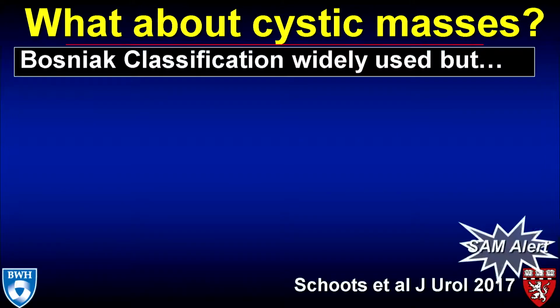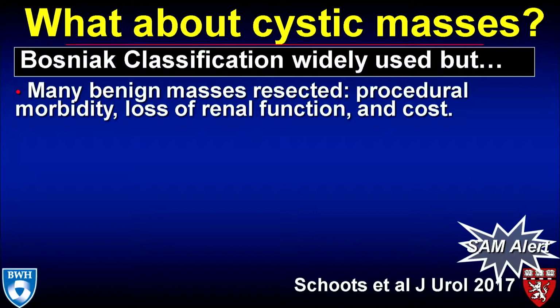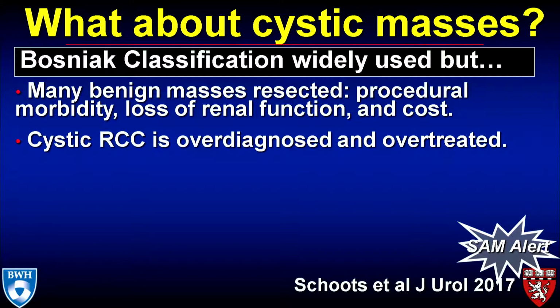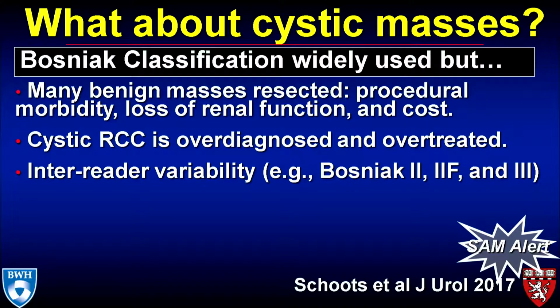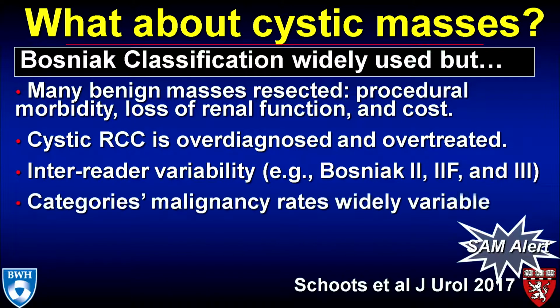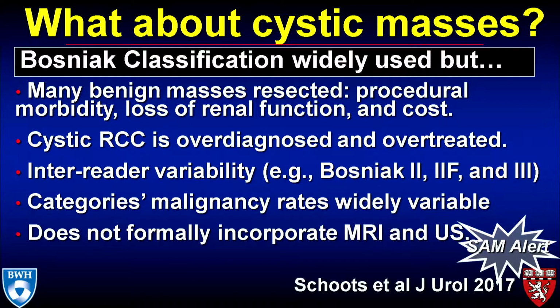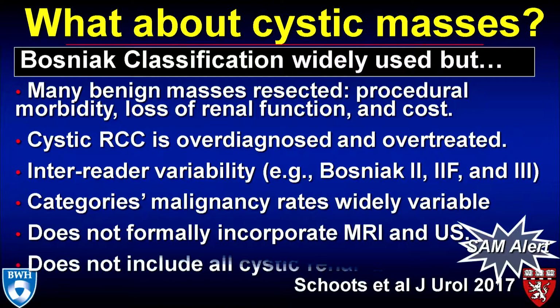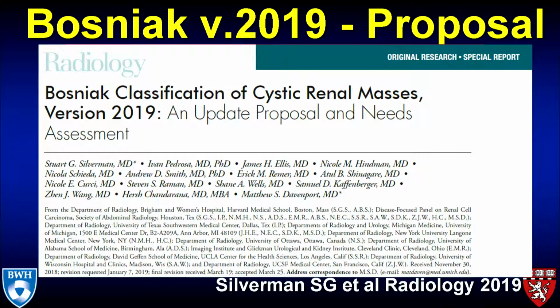So while it's widely used, there are specific problems that we really want to address. One is that many benign renal masses are being unnecessarily treated. Cystic RCCs, like solid RCC, are overdiagnosed and overtreated. There's a tremendous amount of interreader variability. You think it's a 3, you think it's a 2F, and you think it's a 2. We're all over the place in this. The data on malignancy rates per category are also very variable. And we're not formally incorporating MRI and ultrasound. And it doesn't include all cystic masses. So these are problems that we want to address with this updated classification.